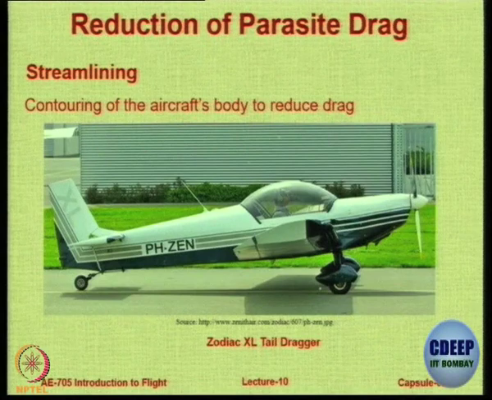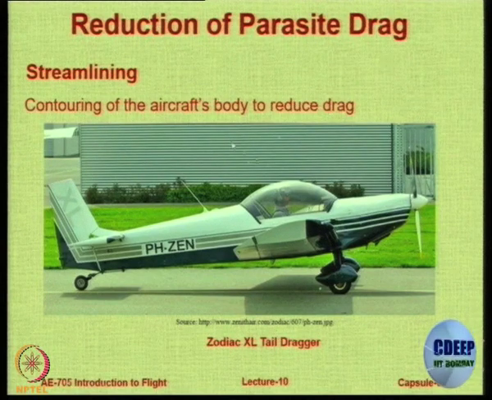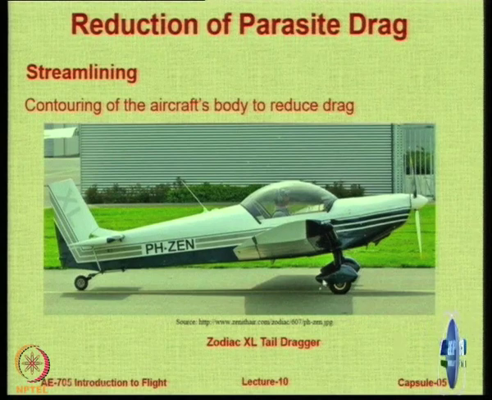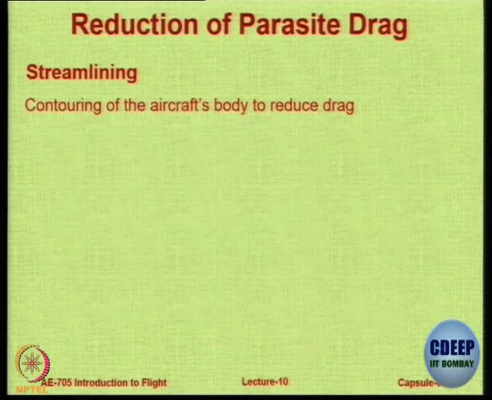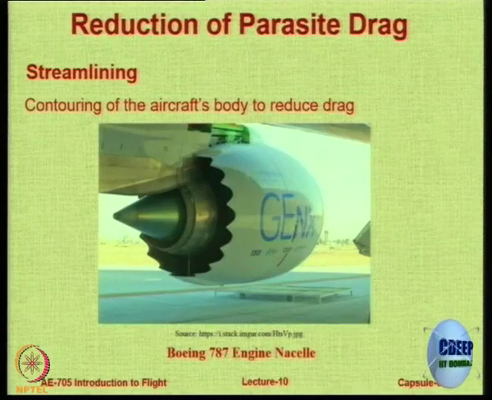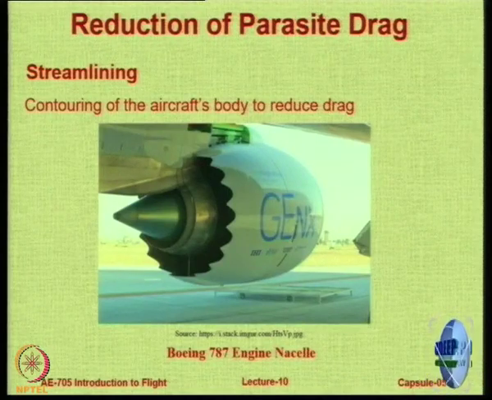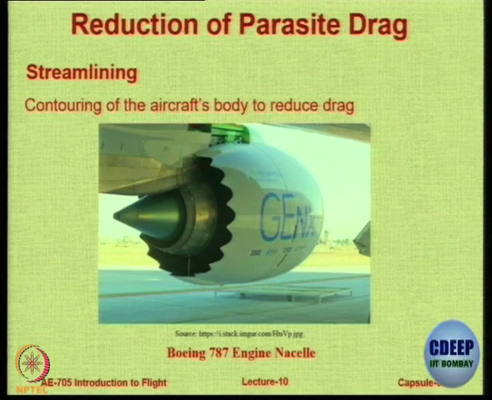Okay. Notice here how the aircraft's body is contoured. So all these things are done. Especially I am very interested to show you the covering of the landing gear. All these are there for making it look beautiful and also to reduce the drag because of interference and form drag. Okay. Look at the contouring of the engine or the nacelle.